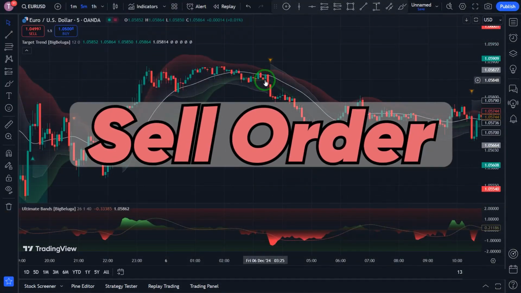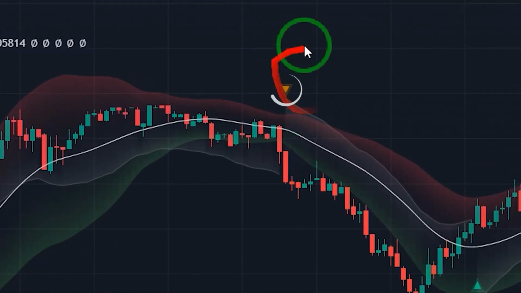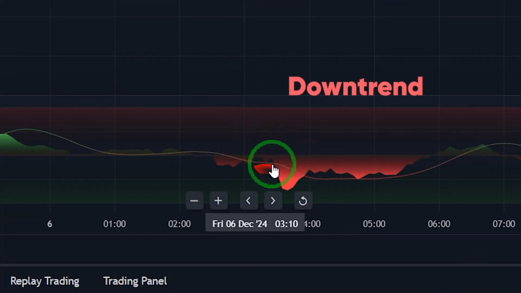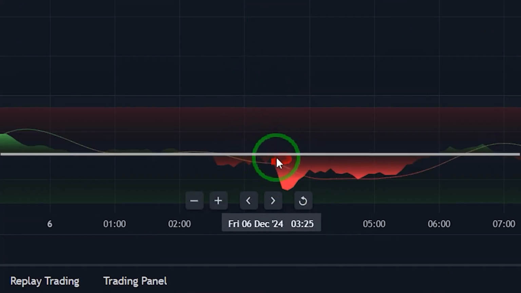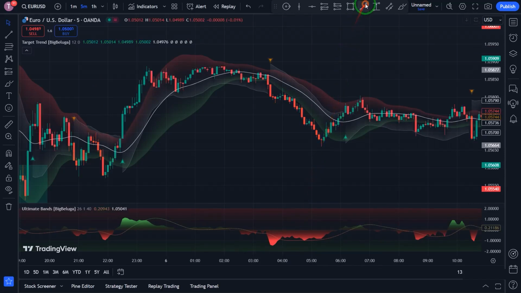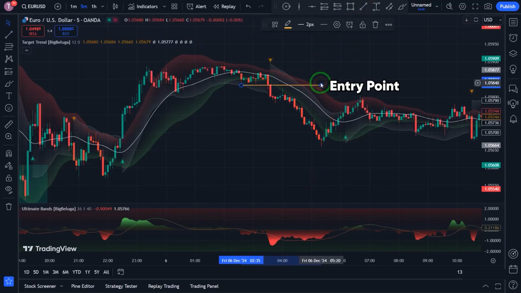For the sell order, you should first look for a sell signal. After that, make sure that you are in a downtrend and that you can see the red clouds positioned below the mid-plot line. When these two conditions are met, we understand that we have found a suitable entry point.